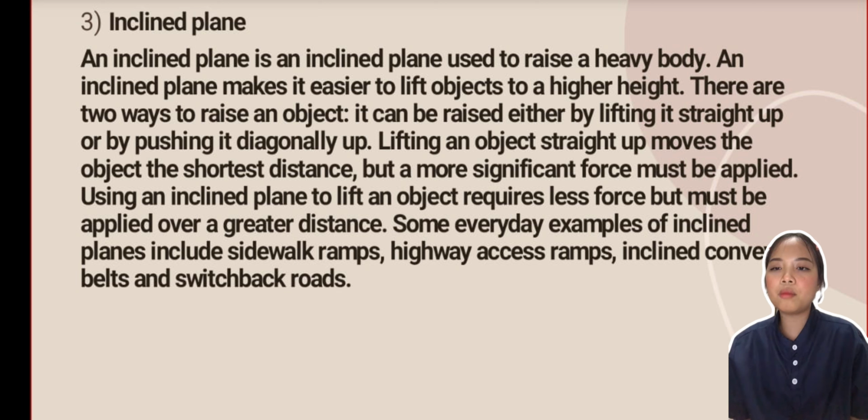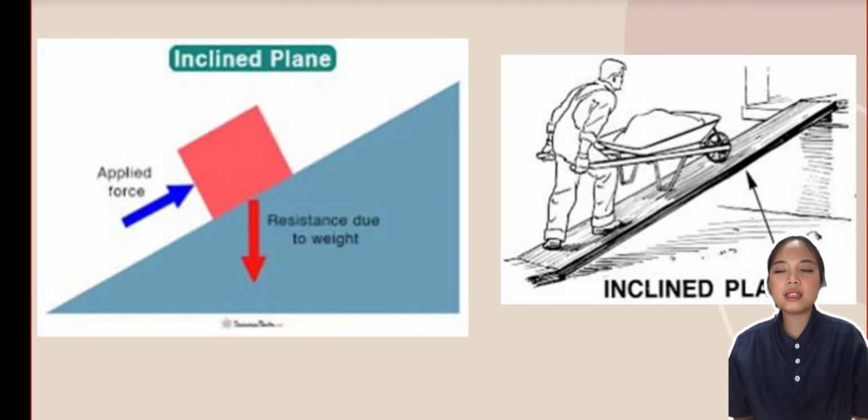Lifting an object straight up moves the object the shortest distance, but a more significant force must be applied. Using an inclined plane to lift an object requires less force but must be applied over a greater distance. Some everyday examples of inclined planes include sidewalk ramps, highway access ramps, inclined conveyor belts, and switchback roads. And this is an example of the inclined plane. Next, I will pass it to my friend Imelda.